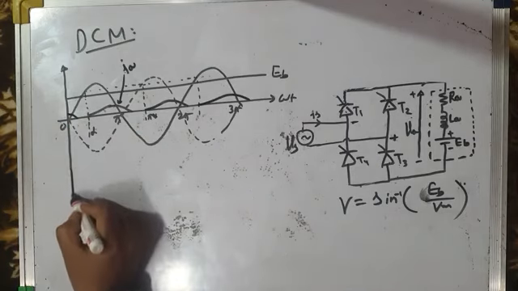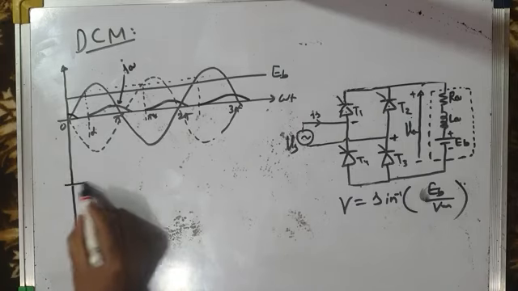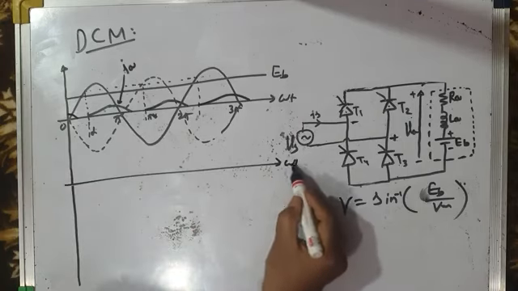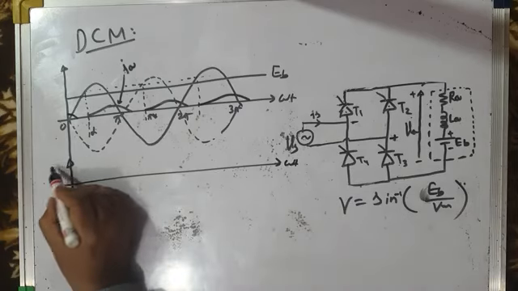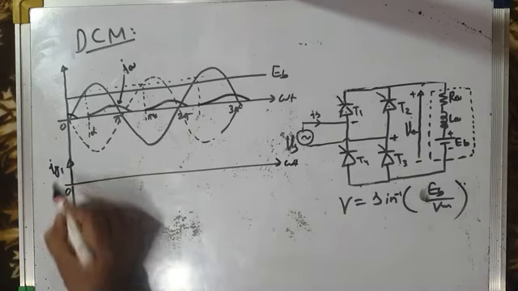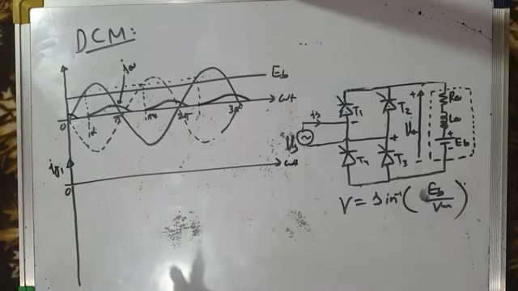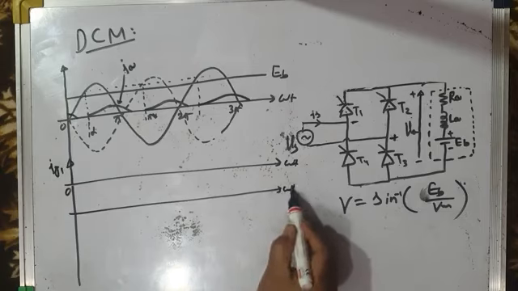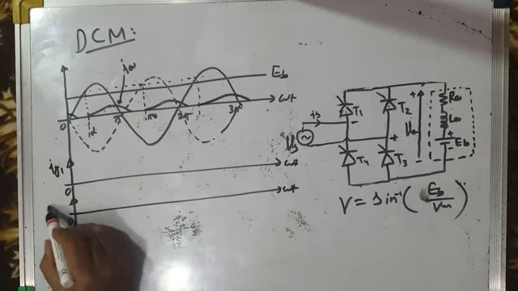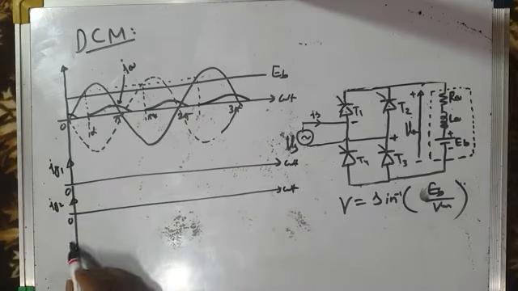Let us draw the waveforms for the gating pulses, because since we have to consider freewheeling also, the gating pulse pattern will be different from that without freewheeling. So this is Ig1, the gate current pulse of thyristor T1. Ig2 is the gating current of thyristor T2.